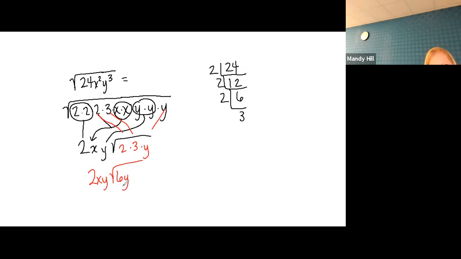So same concept, even though we've added the letters. I actually think the letters are a little bit easier because you don't have to find prime factors of any of that. You can just list them out. So it kind of makes it a little bit easier.